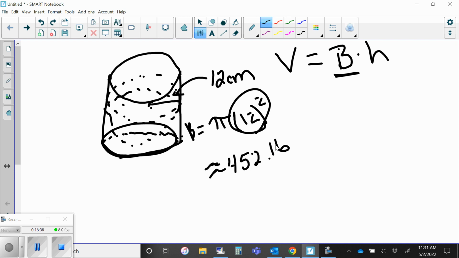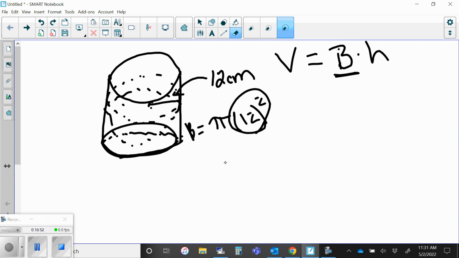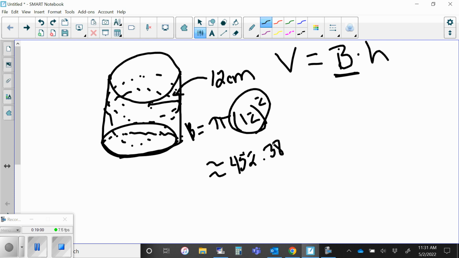What did you use for pi? Did you use the pi symbol or 3.14? 3.14, because that's what I chose. That works, but on the EOC, I think you want to use the pi symbol. What did you get? 452 point what? So leave that number in your calculator. Do not get rid of it.